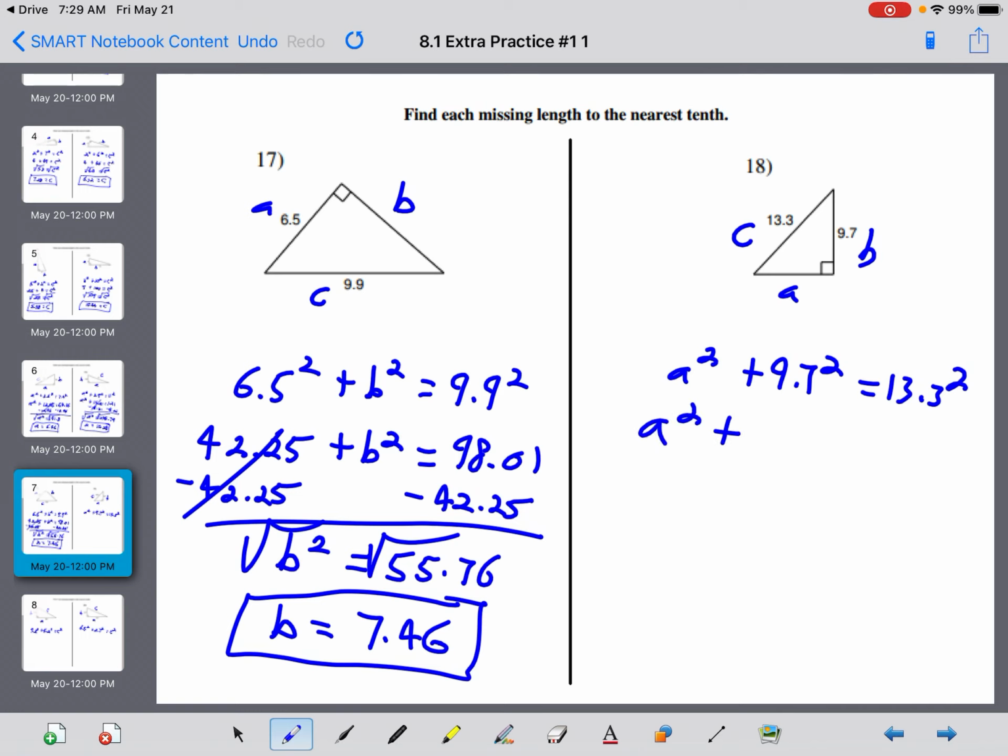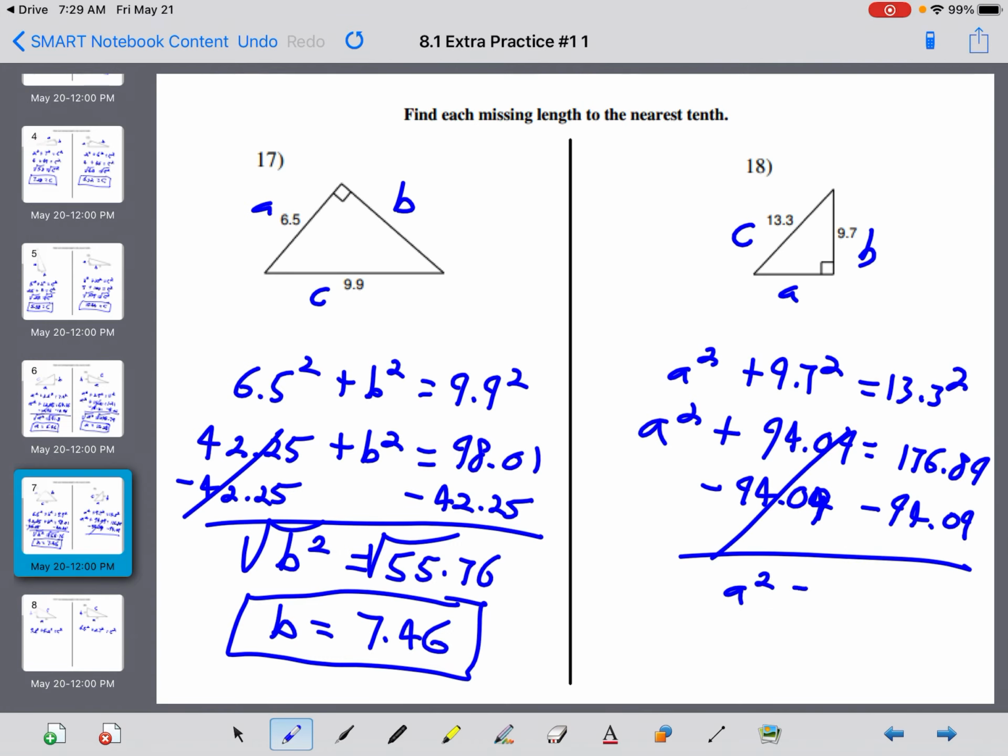Okay, last one I'm going to do with you. I'm saving the last two that you could do on your own. 9.7 squared is 94.09. 13.3 squared is 176.89. Minus 94.09 on both sides. And a squared equals 82.8. And the square root of 82.8 is our answer, which comes out to be 9.09.